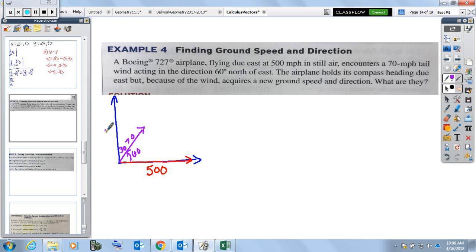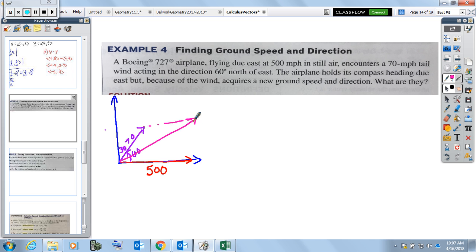Well, what are we really trying to find? It says that because of this tailwind, it acquires a new ground speed and a new direction. Well, think about what happens. You're going 500 miles an hour east, but then all of a sudden you have to take into account that there's a 70-mile-an-hour tailwind. Now it becomes the sum of these two vectors. So u plus v gets created.